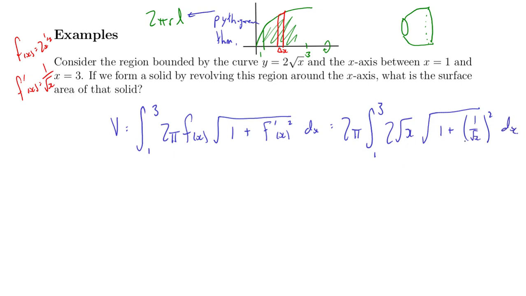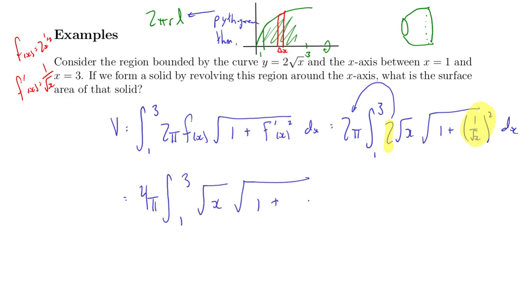Notice that I'm going to start with this part here, right on the inside. Let's square that. That becomes 1 over x. We don't have to worry about the absolute value because our x values are going from 1 to 3 anyways. I'm also going to take this 2 and just bring it out front. So I've got 4 pi times the integral from 1 to 3 of root x times the square root of 1 plus 1 over x. And now you'll notice that I've got a square root times a square root. I can do some distributive property. And this is 4 pi times the integral from 1 to 3 of the square root of x plus 1 dx.